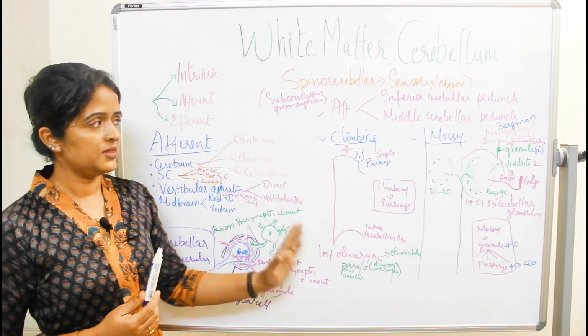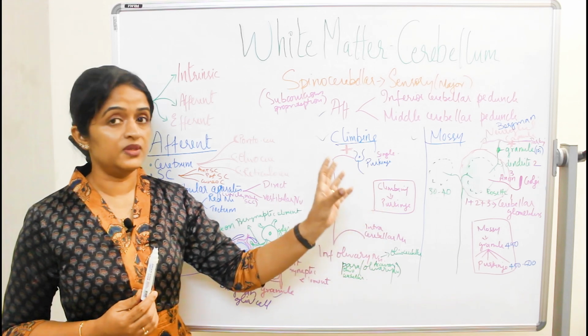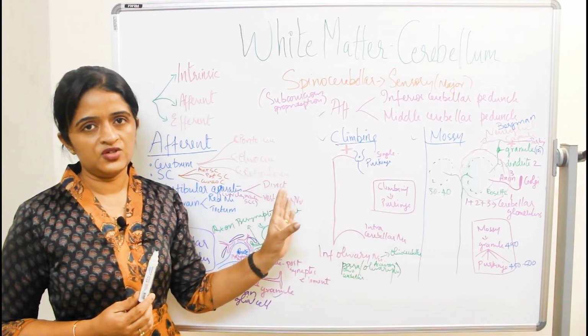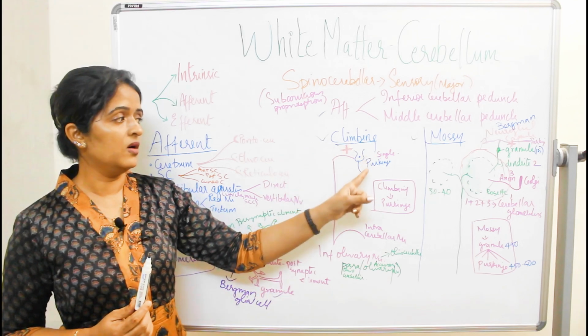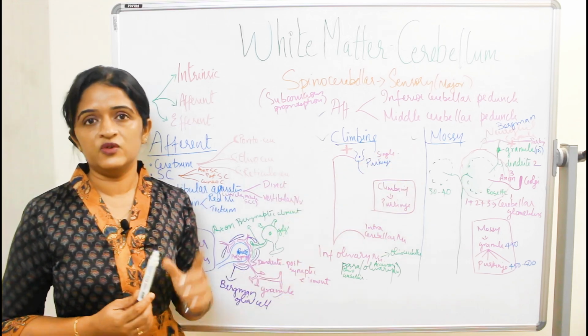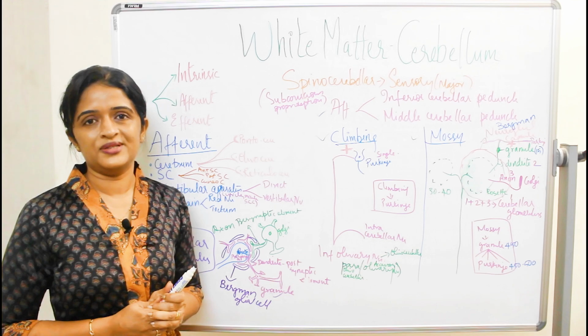And the importance is there are two types, climbing and mossy fibers. Mossy fibers form the main bulk. Both climbing and mossy fibers are excitatory in function. The difference is climbing fiber will be stimulating one Purkinje cell, whereas one single mossy fiber will be influencing thousands of Purkinje cells.